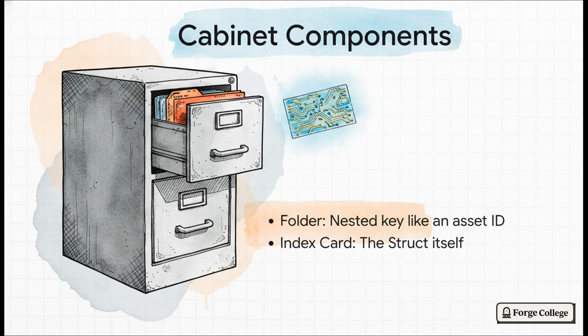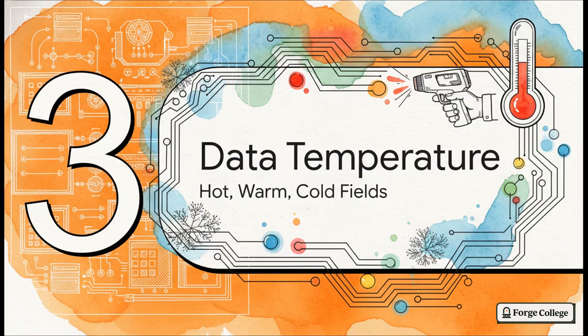Here's why this matters. Every single time you force a user to blindly dig around in different cabinets or pull out a massively heavy index card just to read one tiny sentence, their gas bill shoots up. And trust me, they won't be happy. The goal is to read as much as we can with just a single glance at one lightweight index card. Which brings us to part three, data temperature.